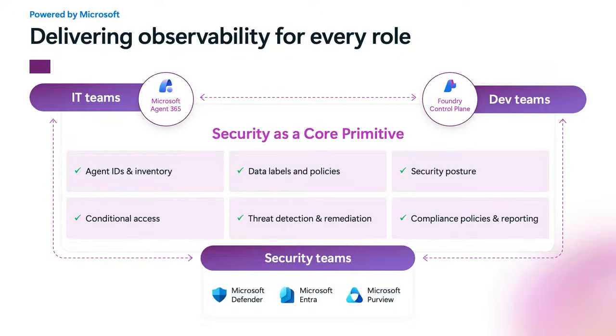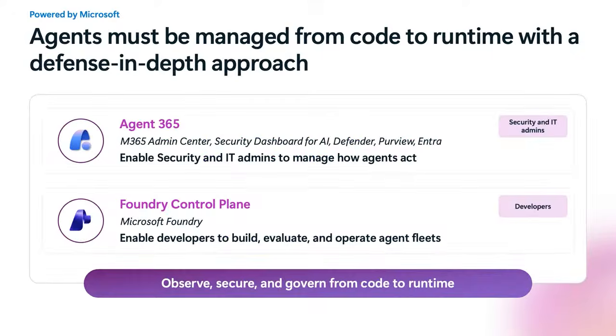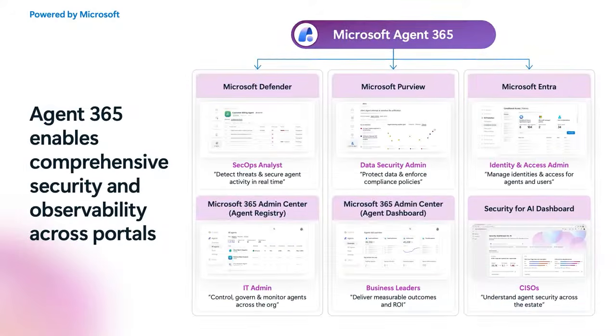We see this spans from code to runtime. Agent oversight is not just the developer's job, and it's not just the security job. It is shared across developers, IT, and security. Agent 365 helps security and IT manage agents at runtime, including oversight and guardrails. The Foundry control plane helps developers build, evaluate, and operate agents while still aligned to enterprise identity and security requirements. Agent 365 is designed for several personas.